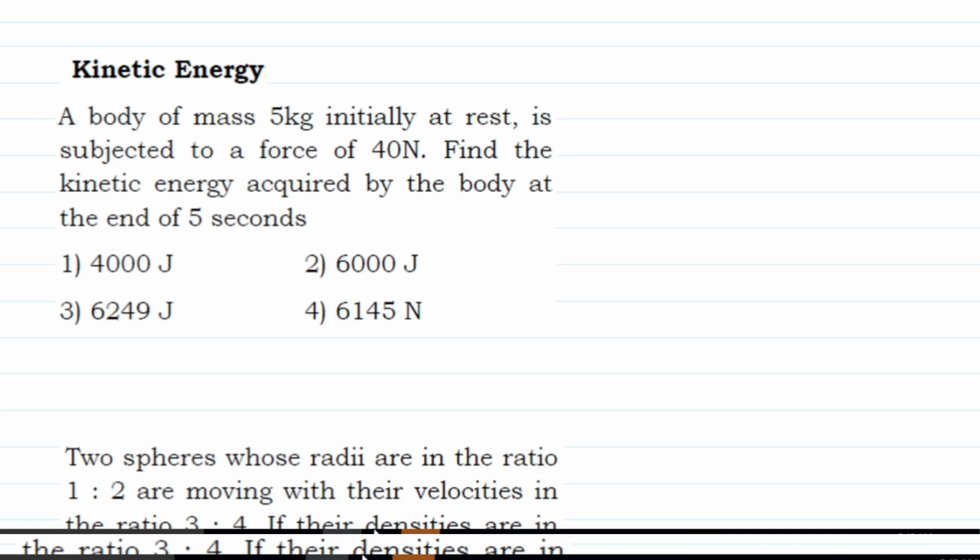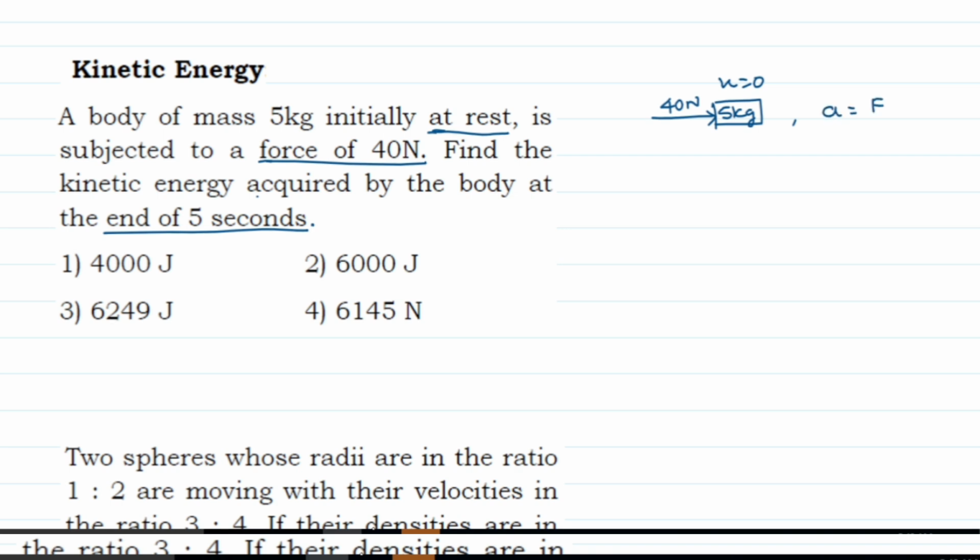A body of mass 5 kg, initially at rest, is subjected to a force of 40 Newtons. Find the kinetic energy acquired by the body at the end of 5 seconds. Here a body of 5 kg mass is given, initially at rest. Now you are applying an external force of 40 Newtons. Let us first calculate with what acceleration the body is moving.